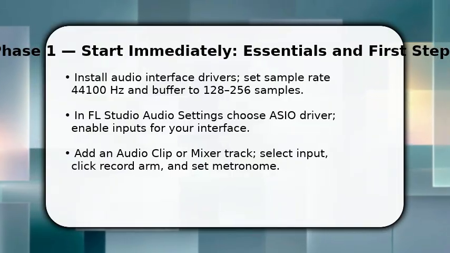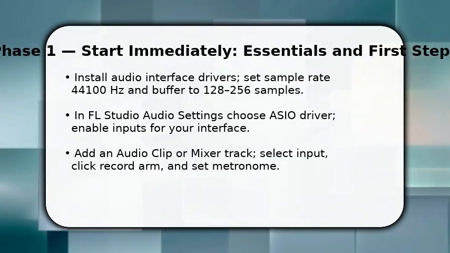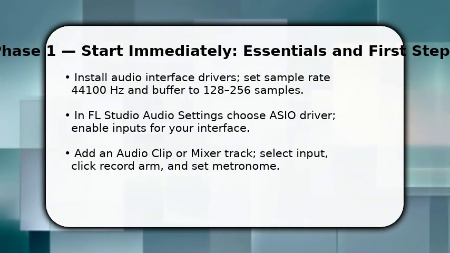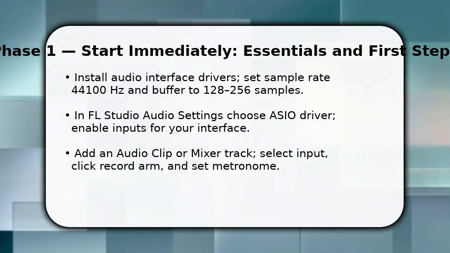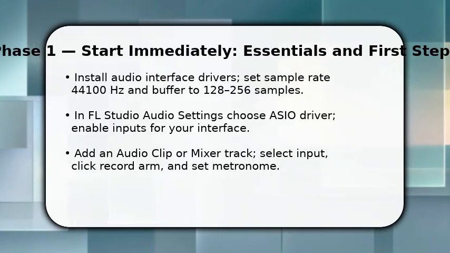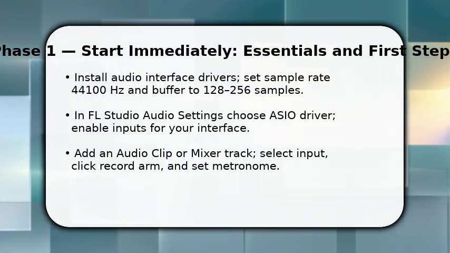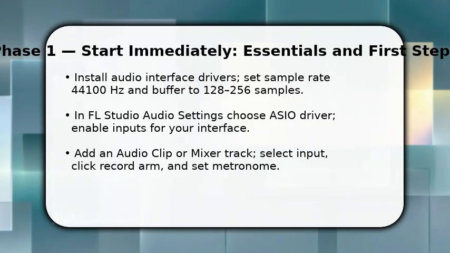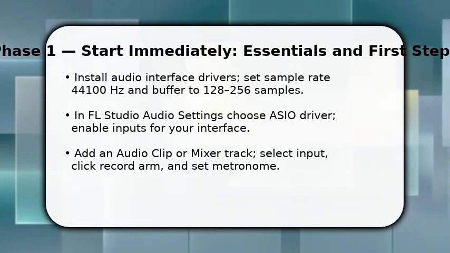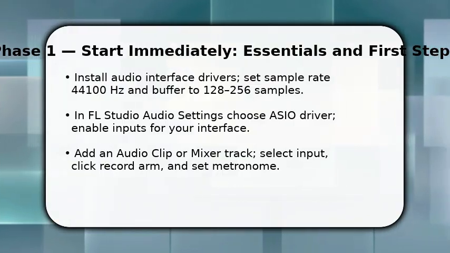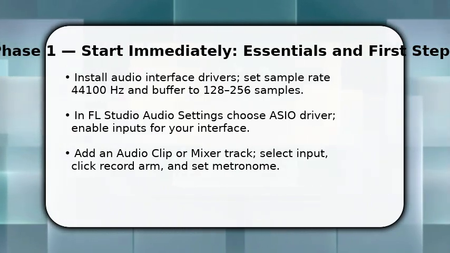You start by getting inputs live. Install your interface drivers, then open FL Studio audio settings and choose the ASIO driver so latency stays low. Once done, set sample rate to 44,100 Hz and buffer to 128 or 256 samples for stable monitoring. Next, create an audio clip or pick a mixer track, select the correct physical input, and click the track to arm it. Make sure the metronome is on if you need a tempo guide, because timing matters when comping later.